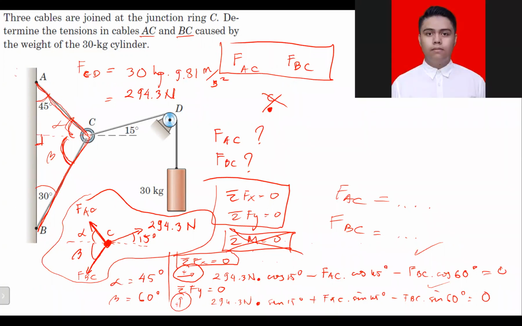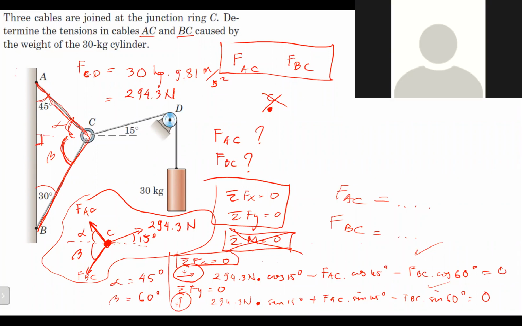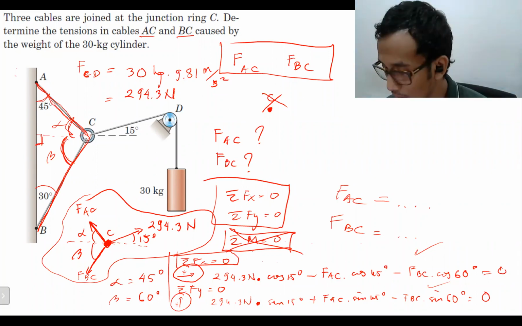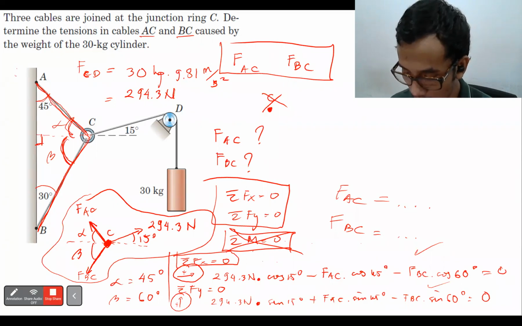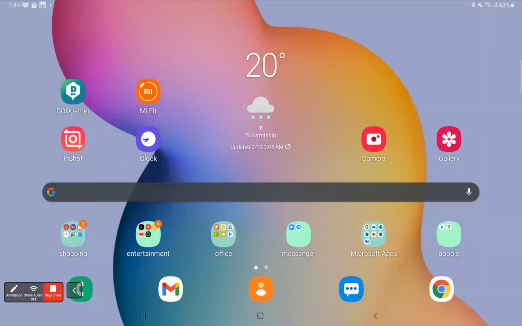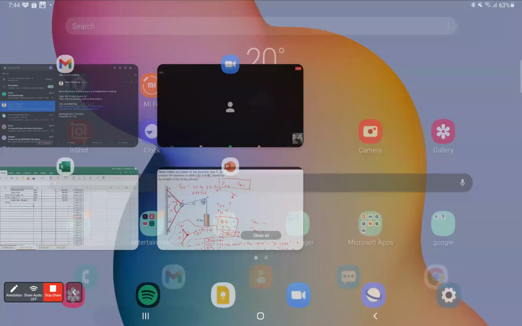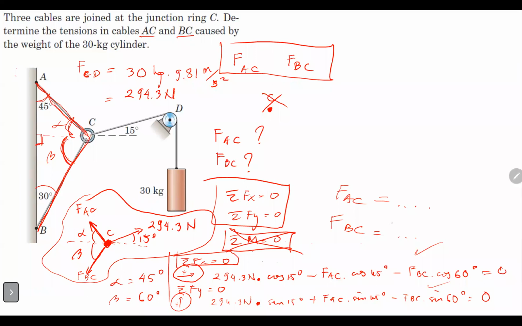Sir, I think I found it. What is the value? For BC, I think it's 260. Wait a minute, let me return back to this. FBC is 300 and what? 263. 263 Newton. How about FAC?